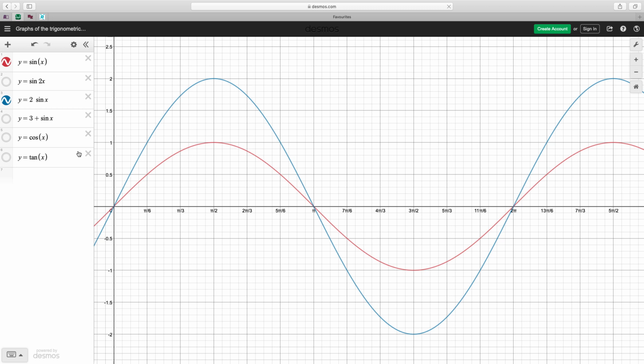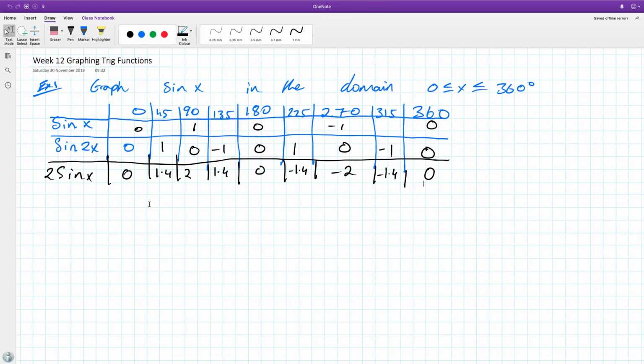Right. The last little thing we're going to look at: 3 plus the sine of x. What happens if you put a number out here and then plus the sine of x? So we're going to get this, 3 plus sine of x.